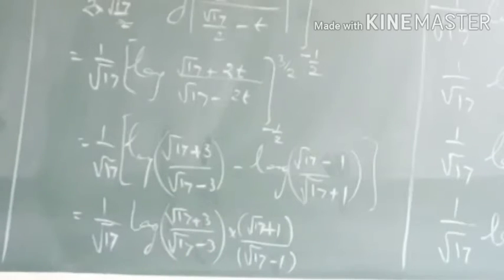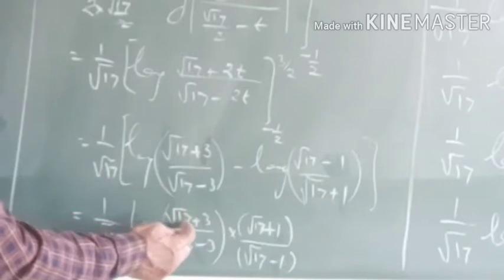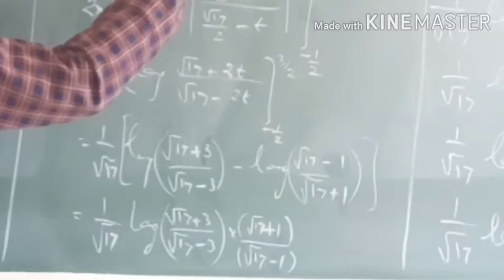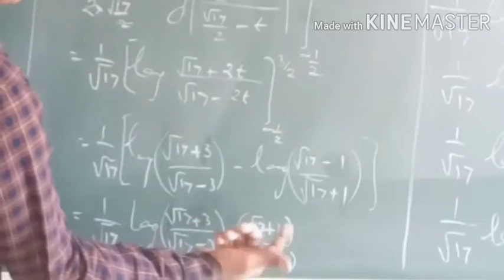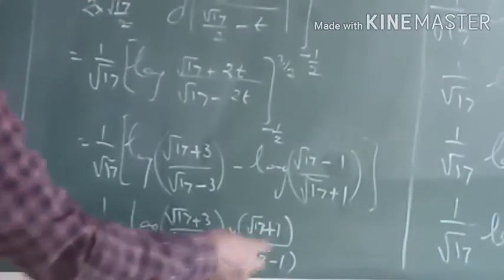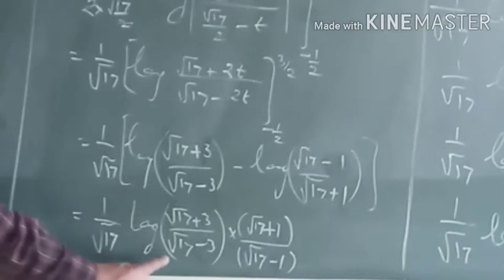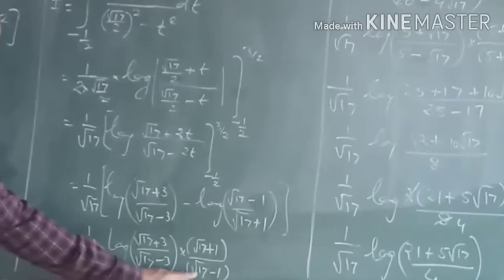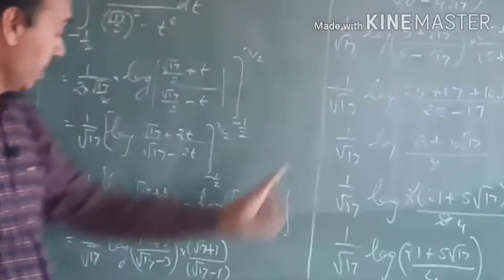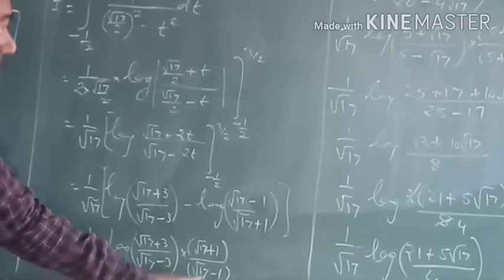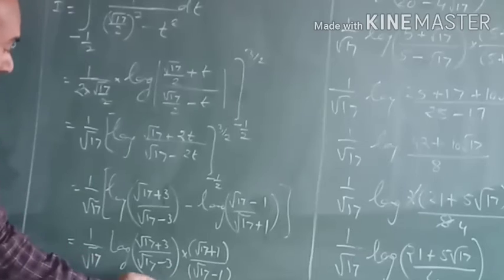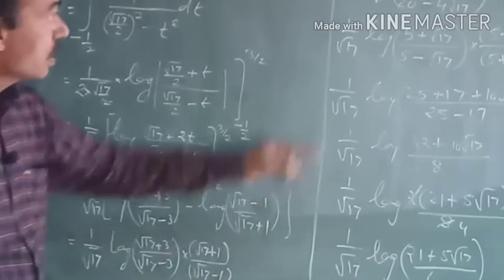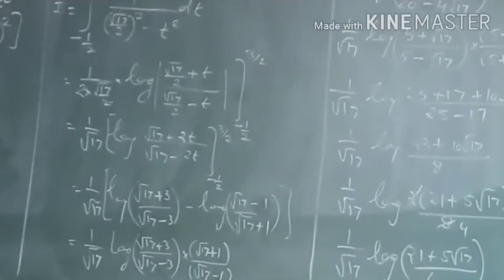Now multiply these two factors. Root 17 into root 17 is 17. Root 17 into 1 means 1 root 17, after that 3 root 17, see here, and 3 into 1 is 3. Same in the denominator, root 17 into root 17 means only 17, this one. After that minus 3 into root 17, and 1 into root 17, and minus times minus is plus 3.